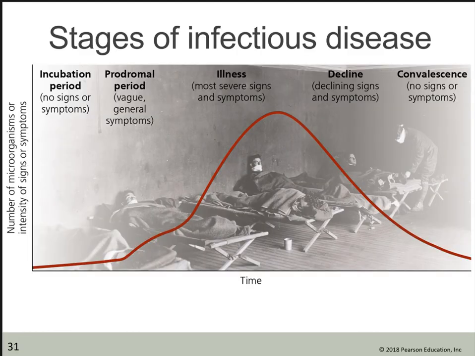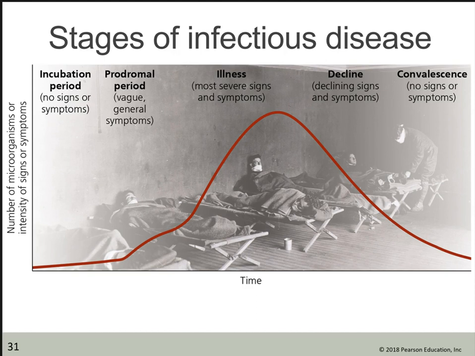So let's look at the stages of infectious diseases. Here we have a graph. On this axis we have time. So this is early time, later time. This can be days, or it can be hours, or it can be years. This time can vary from one pathogen to another. And here we have the number of microorganisms or the intensity of signs or symptoms of that disease. So for example, if this was a common cold, this would be the number of viruses that are causing the cold, or the intensity of the sneezing and the coughing and the clogged mucous membranes associated with that cold.